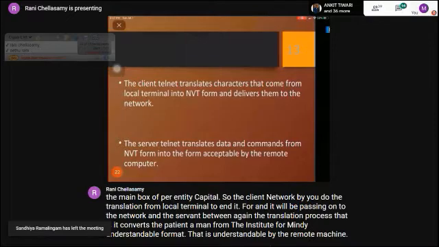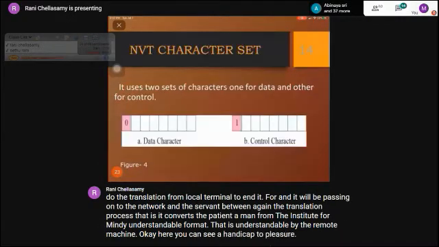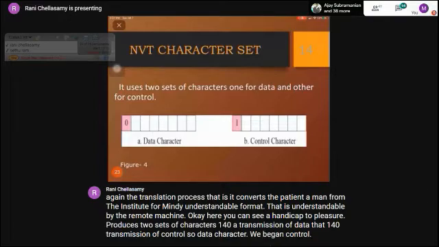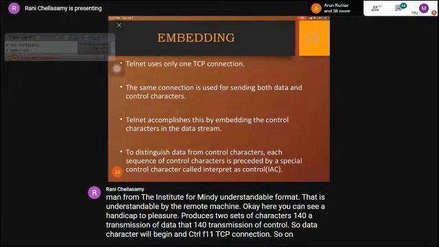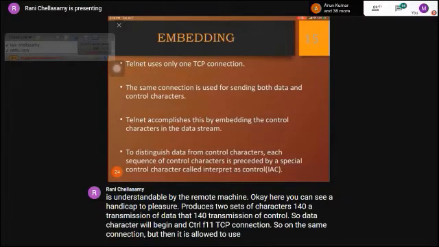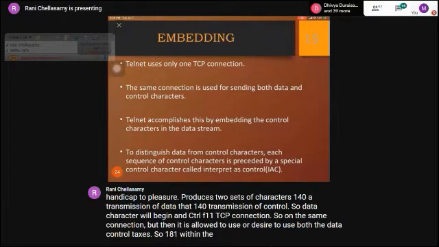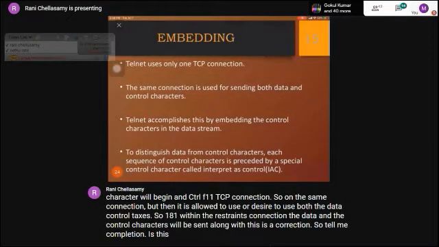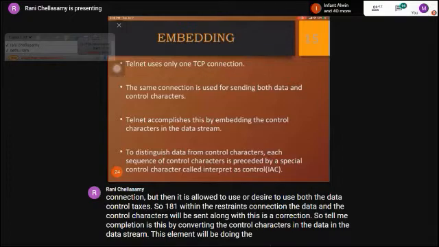Here you can see the NVT character set. It uses two sets of characters: one for the transmission of data and the other for the transmission of control. So Telnet uses only one TCP connection, and on the same connection Telnet is allowed to use both the data and control characters. Within the same TCP connection, the data and the control characters are sent together. Telnet accomplishes this by embedding the control characters in the data stream.